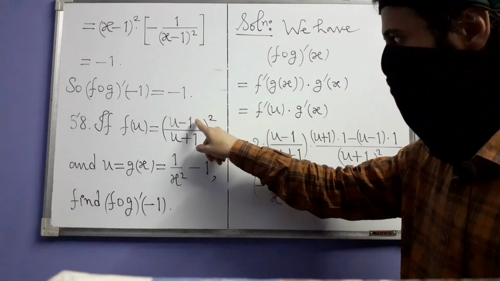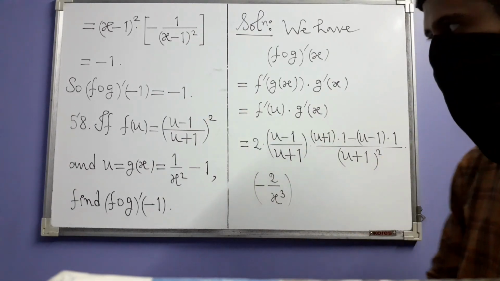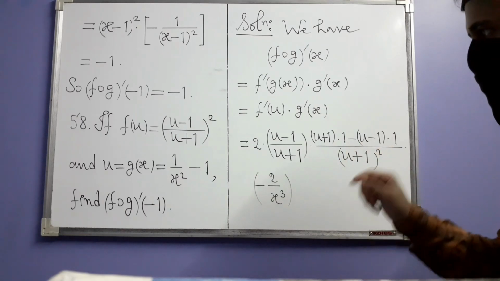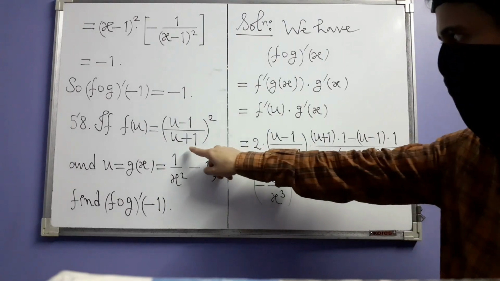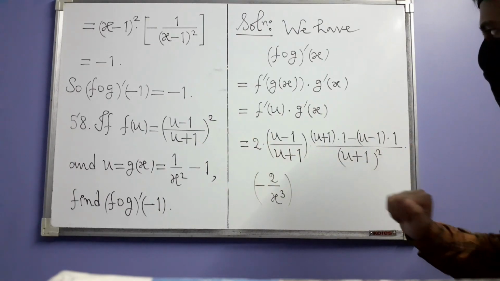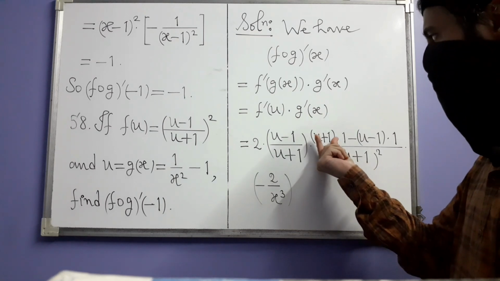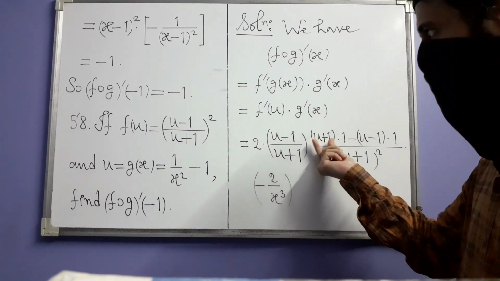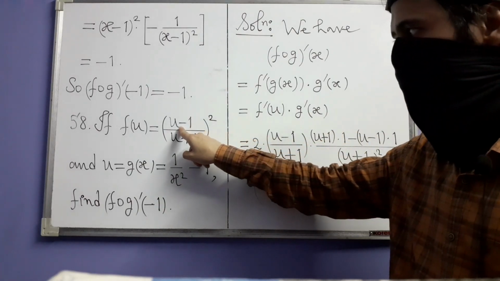Because the inner room is a quotient of 2 functions, you have to apply the quotient rule, in which you of course do whatever you need to do. That means you take the square of the denominator here and write that here. Then what is the numerator? In the numerator, first you write the denominator as it is, u plus 1, so you have written u plus 1 here, and then multiply that with the derivative of the numerator.